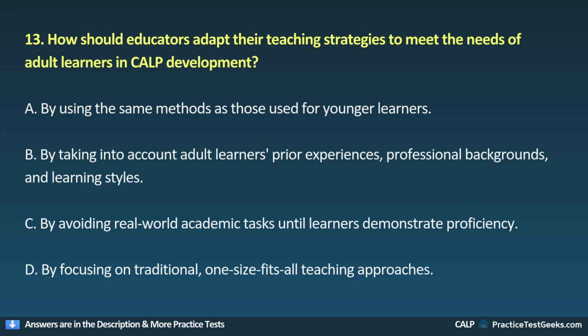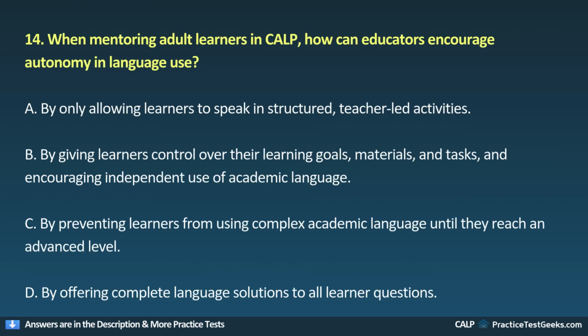By avoiding real-world academic tasks until learners demonstrate proficiency. D. By focusing on traditional one-size-fits-all teaching approaches. 14. When mentoring adult learners in CALP, how can educators encourage autonomy in language use? A. By only allowing learners to speak in structured, teacher-led activities.